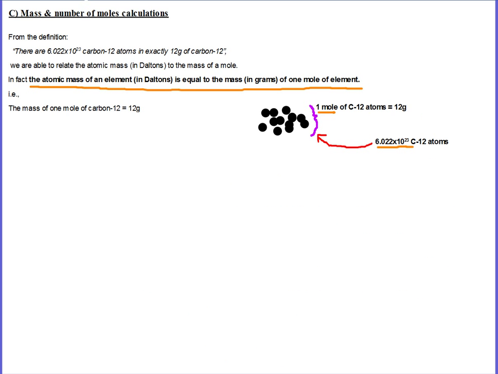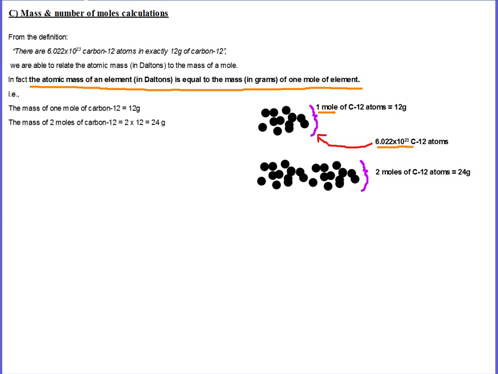So let's go back to our 1 mole of carbon-12 atoms, which we know is 6.022 by 10 to the 23 atoms, which we know weighs 12 grams. What if we didn't have 1 mole though? Let's say we had 2 moles of carbon-12 atoms. So we've got twice as many particles now. Well, clearly, if we've got twice as many particles, we're going to have twice as much mass. So if we've got 2 moles of carbon-12 atoms, rather than weighing 12 grams, it's got to be 2 lots of 12 grams, which is 24 grams.